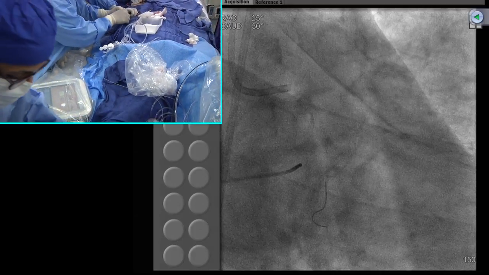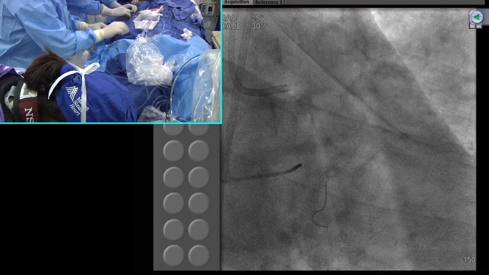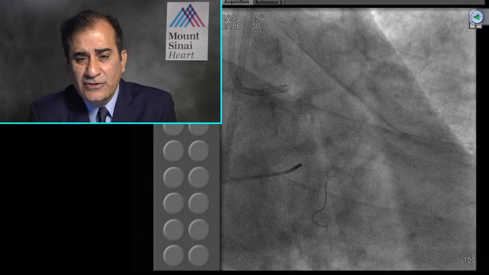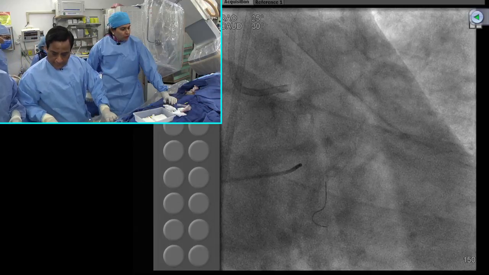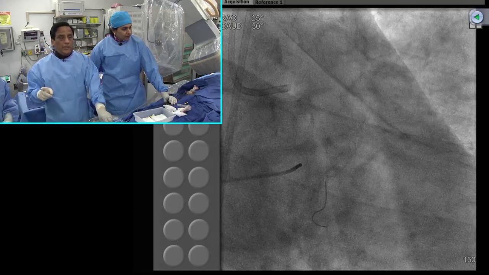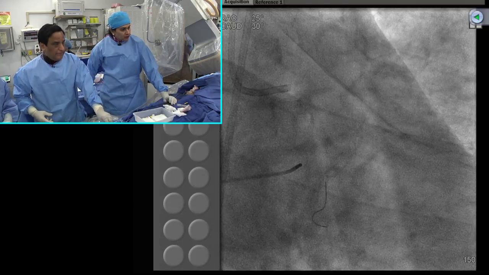So, Samin, let's say somebody who's trying to be extra cautious and would want to put in some support device. What would be the choice? Balloon pump. When you have normal LV function, go for balloon pump. Okay, as a prophylactic. Yeah. If you need to do a bailout, then of course you use Impella.